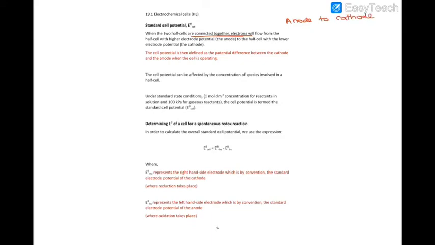This we have already seen before. It's always from the anode to the cathode because the anode produces electrons. It produces electrons because it's undergoing oxidation, and the cathode is going to absorb or gain electrons, and gaining electrons is reduction. Now the cell potential is the difference between the potential of oxidation and the potential of reduction of these two cells operating together. So it's the potential difference between the anode and the cathode when the cell is operating.